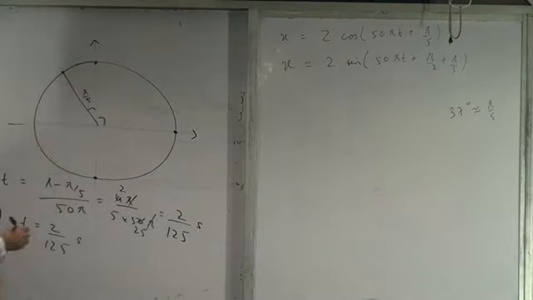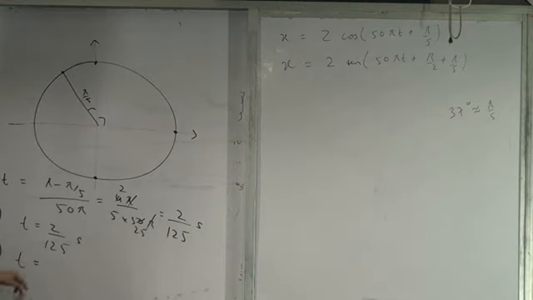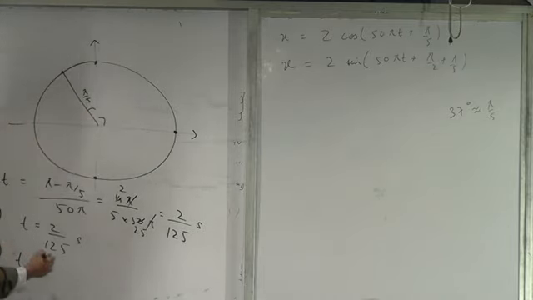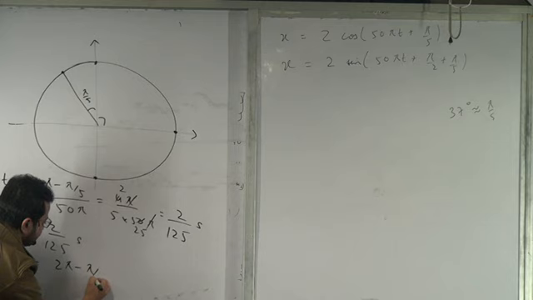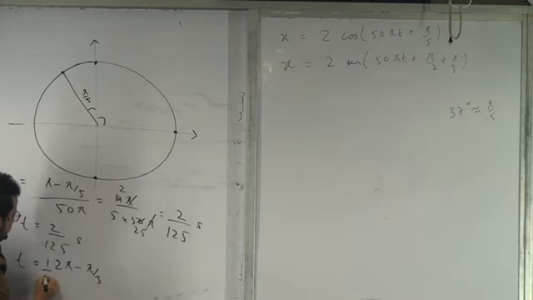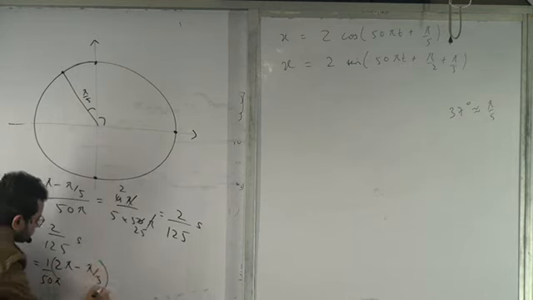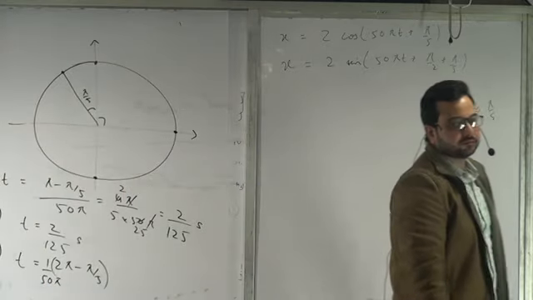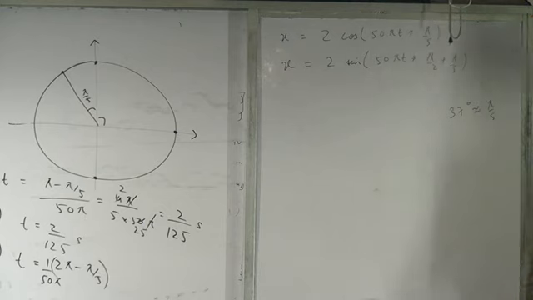Is that clear? Okay, so how much is the phase angle rotated? The phase angle rotated is 2 pi minus pi by 5, and that should be divided by 50 pi, and that should be your answer. Is that clear to everyone? Any problem?